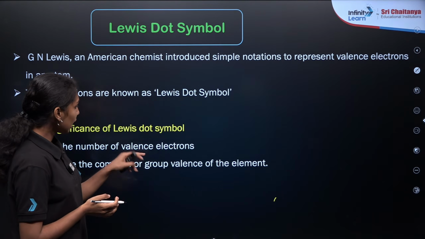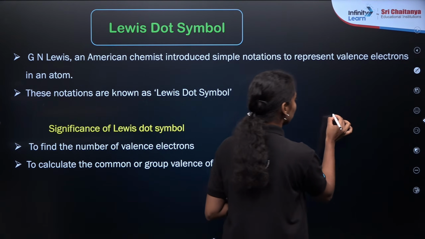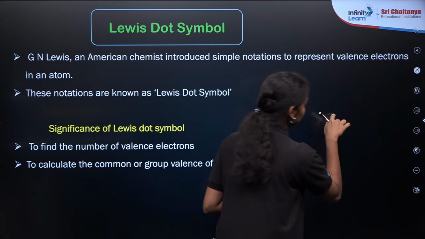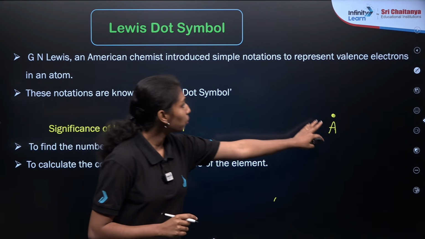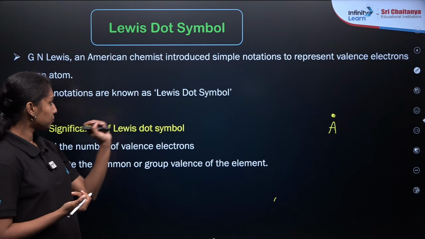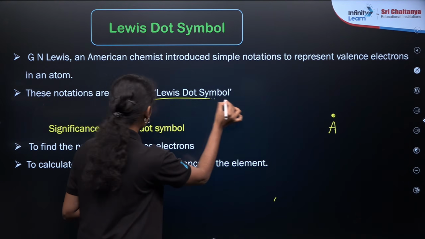So if you are given any dot symbol, if you are getting any dot in the case of an element, it will be representing their number of valence electrons. This dot is known as the number of valence electrons of the particular atom. This is known as the Lewis dot symbol.